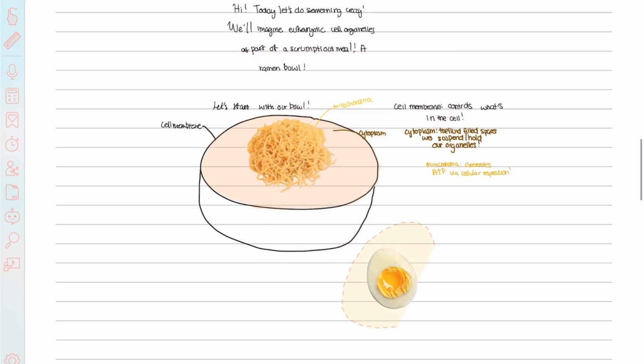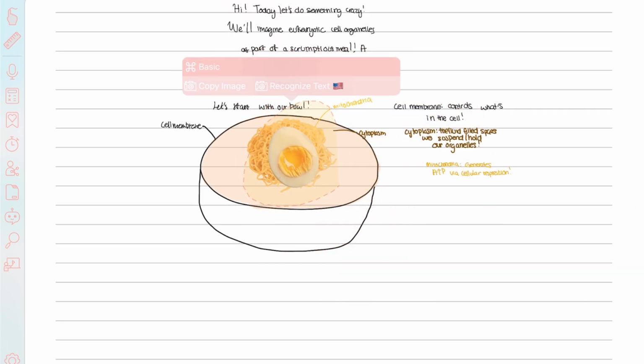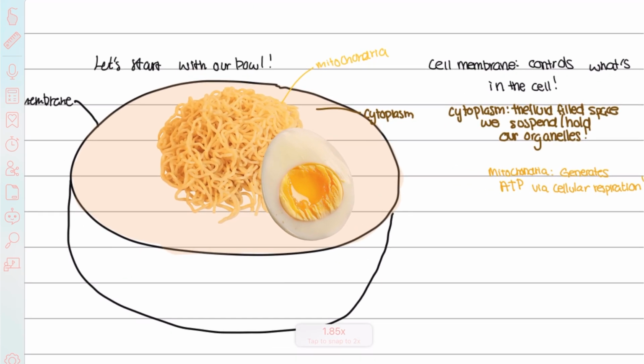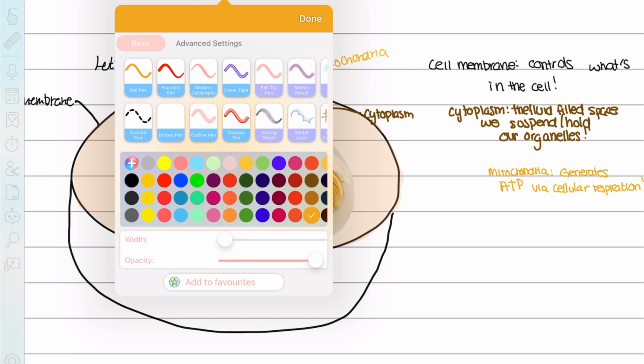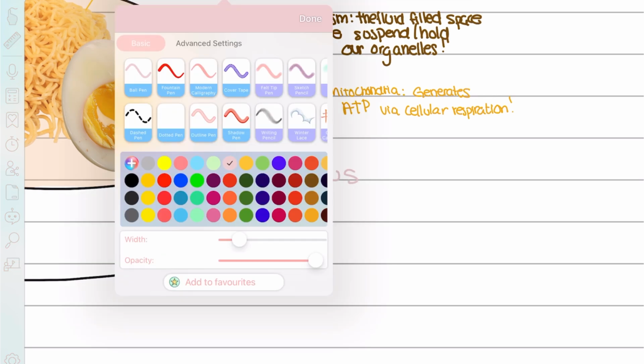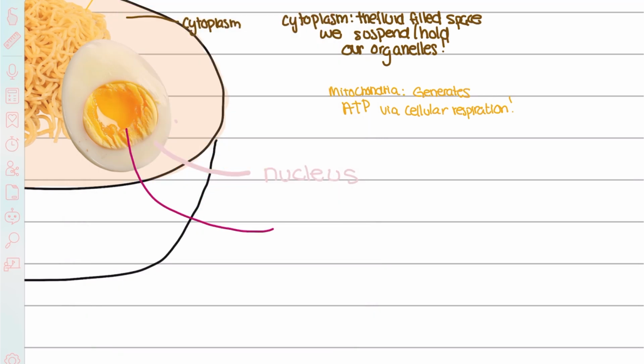Now we'll add my personal favorite part of ramen bowls, the boiled egg. I love the boiled egg of ramen bowls. They are essential, and I'll explain why they're essential to your cells too. Let's imagine the egg white part of the egg as our nucleus and the yellow egg yolk as our nucleolus, okay?